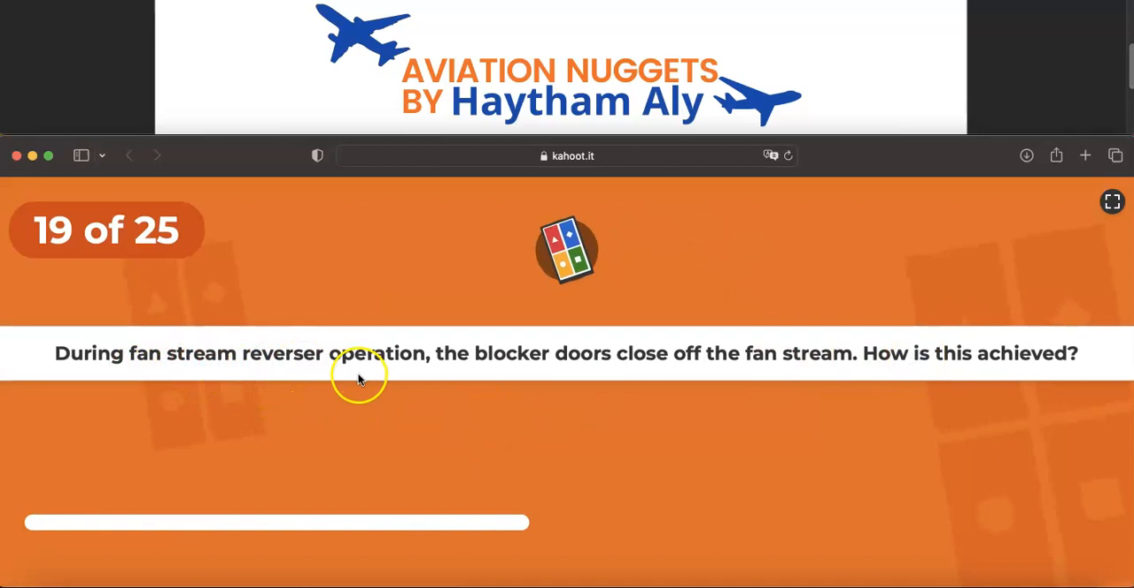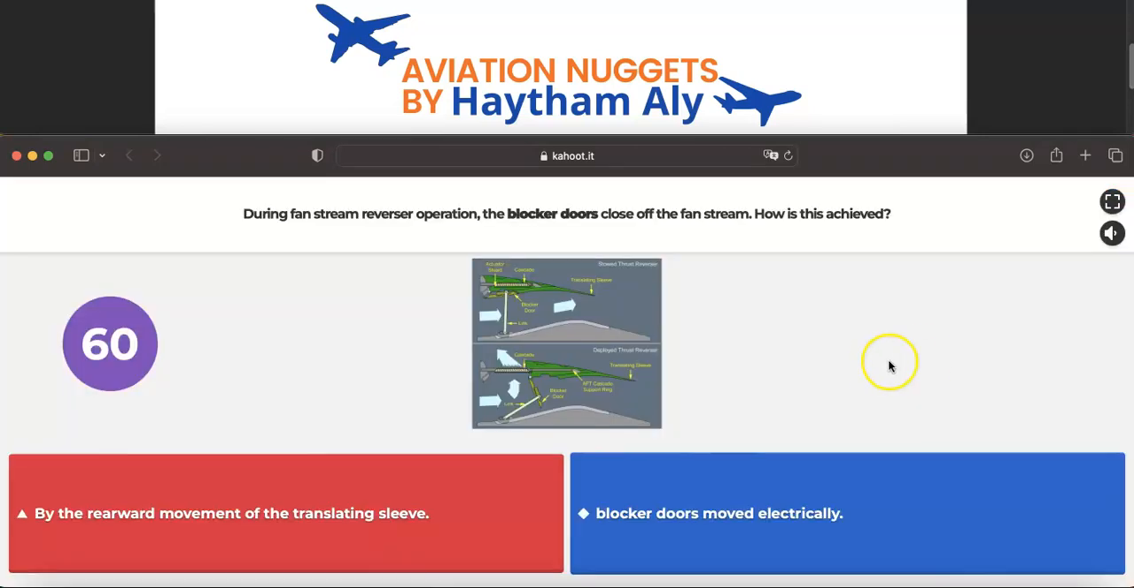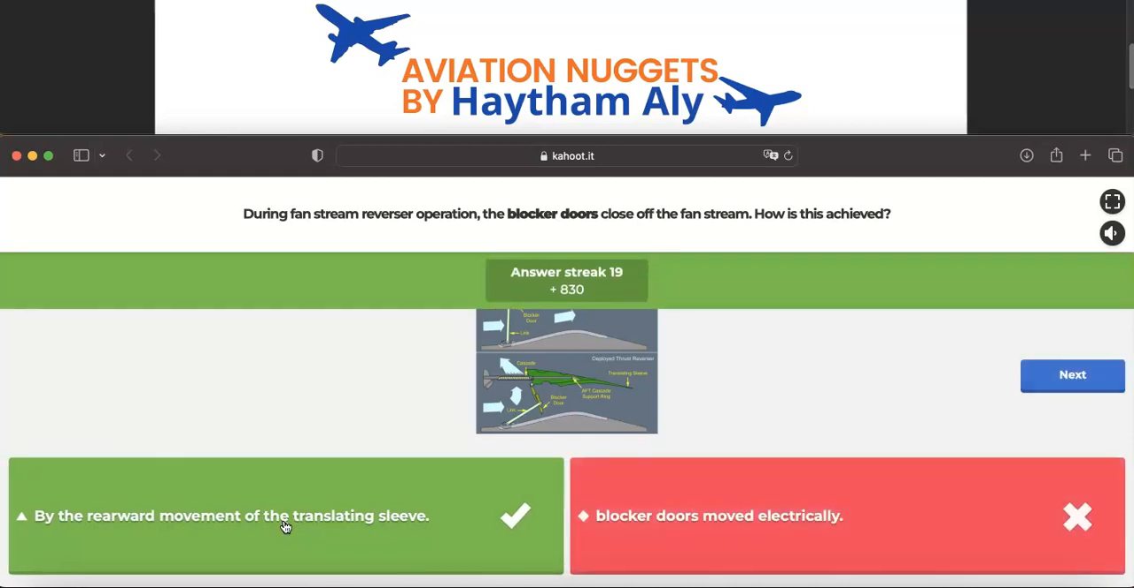During fan stream reverser operation, the blocker doors close off the fan stream. How is this achieved? By the rearward movement of the translating sleeve, or are the blocker doors moved electrically? The right answer is by the rearward movement of the translating sleeve.